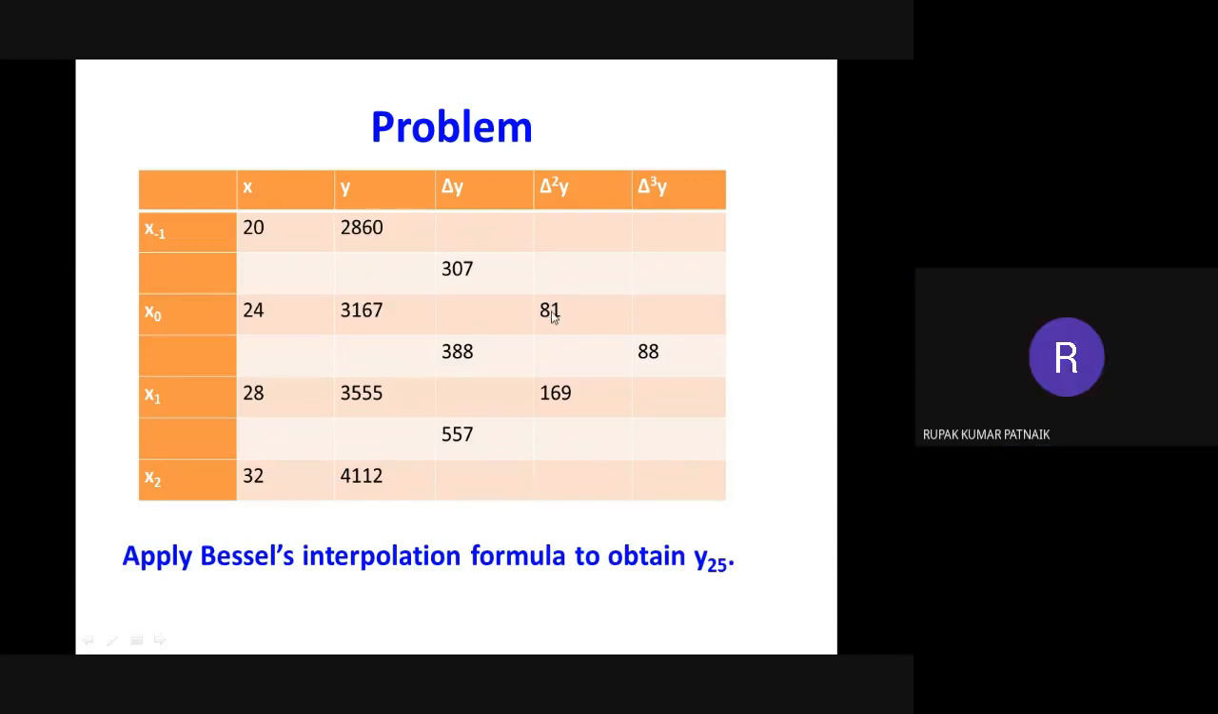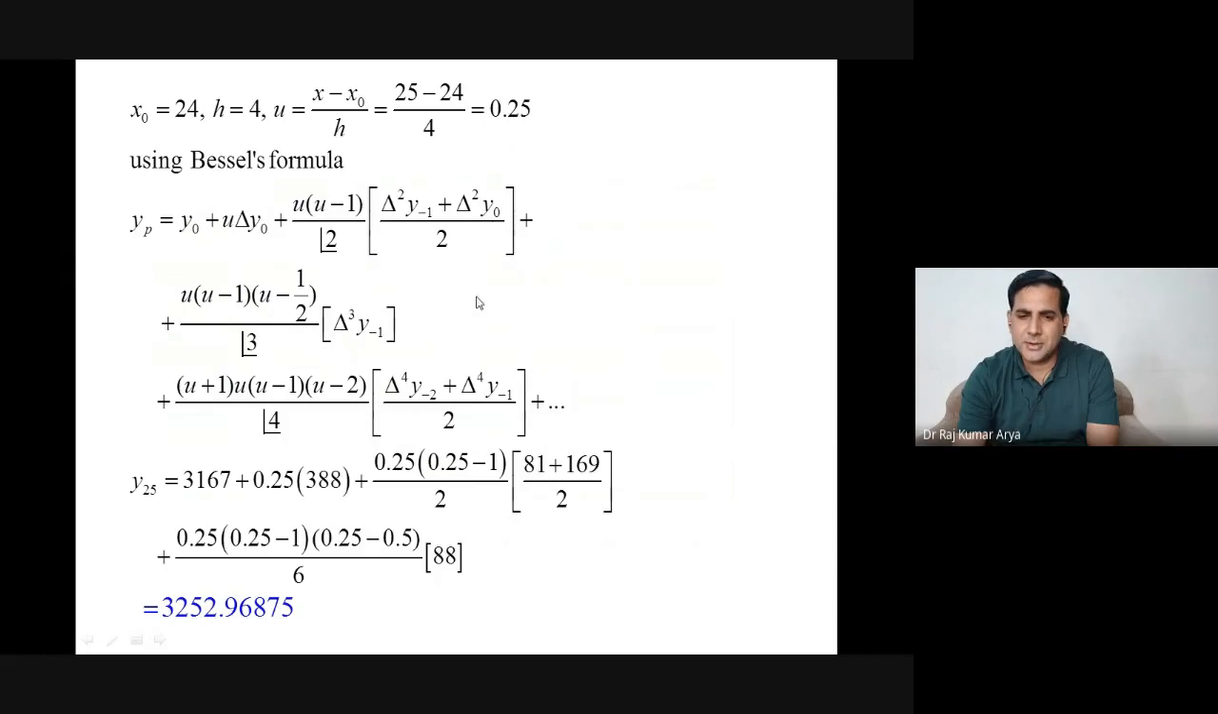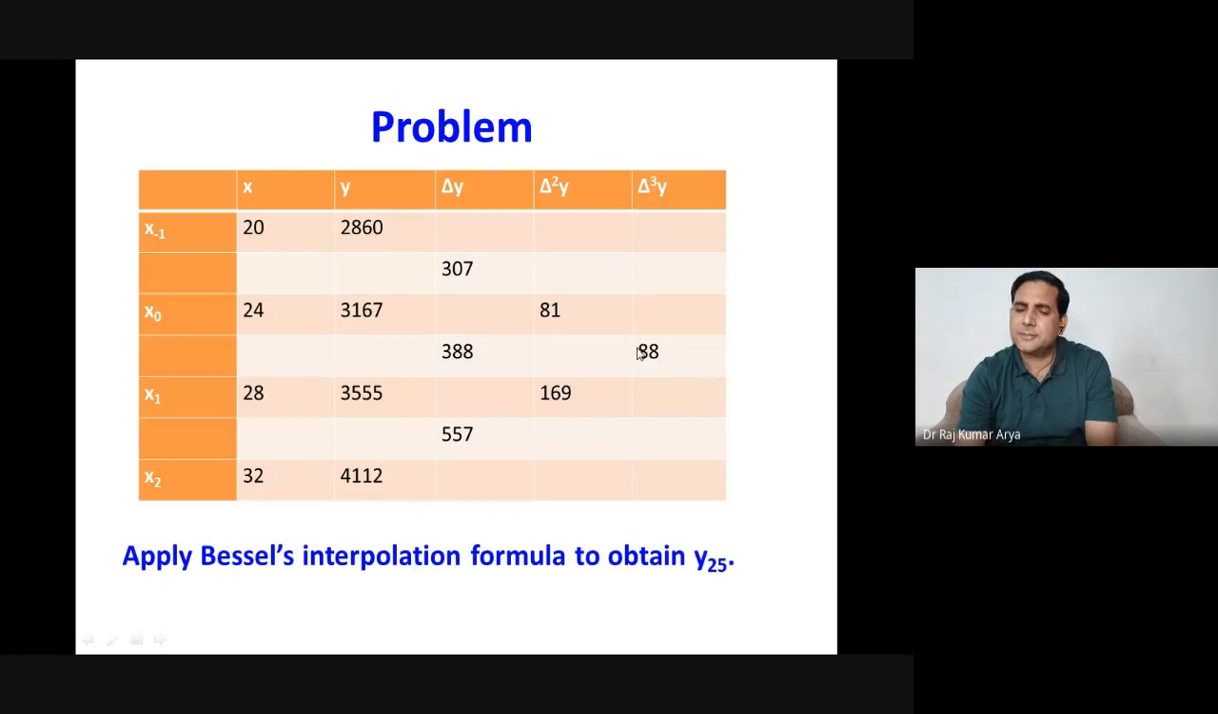This is minus y1 and this is your y1 here. So that's y naught here. So you have this value here, 61 here, 81 and 61 here. Now you have the third term. Here you have u that is 0.25, 0.25 minus 1, 0.25 by 2. Now you have delta cube y minus 1. So that is from here. You have only this value here.